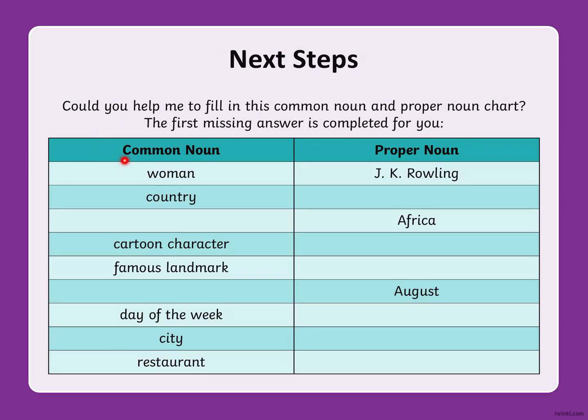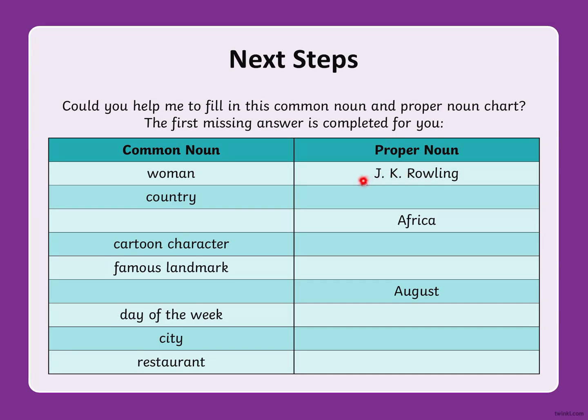What we've got here is a table. I'll just get my pointer back up, there it is. We've got common nouns on this side, so these are all common nouns, and over here we've got proper nouns. What we're going to do is try and fill in the blanks in our table. The first one's been done for us. The common noun is woman, and the proper noun is J.K. Rowling, the author of Harry Potter. I'm sure you all know that.